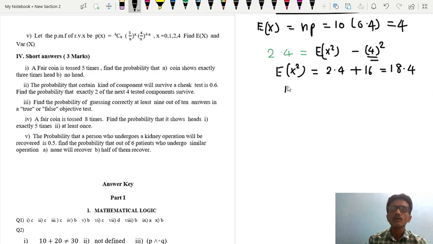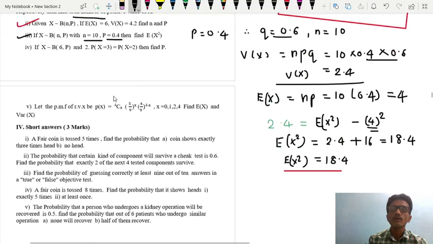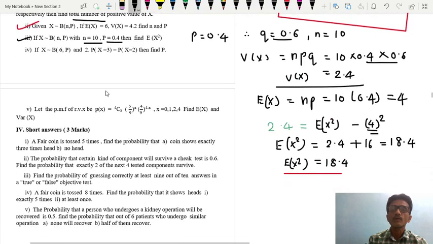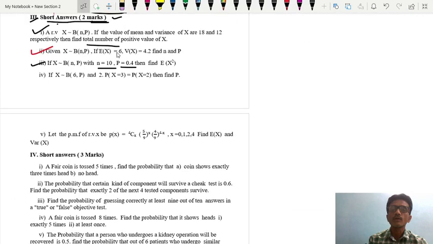So E of x square will be equal to 18.4. 18.4 is the answer. Next question. So what we have to find here, E of x square, that is 18.4. Now we attempt question number 4th.